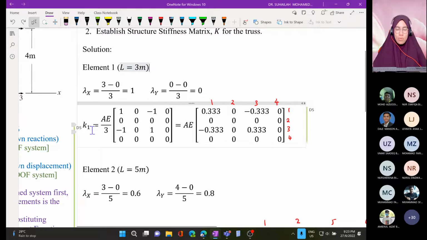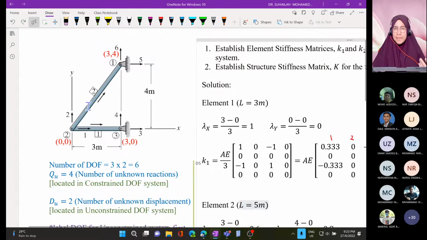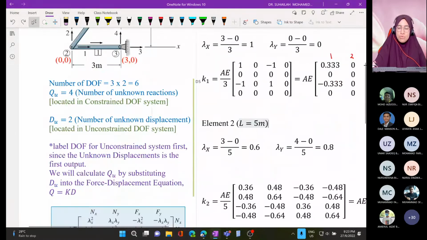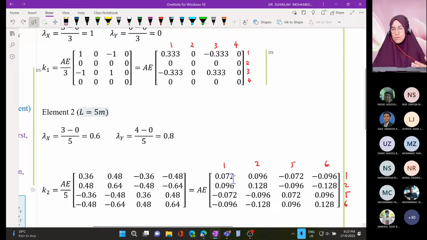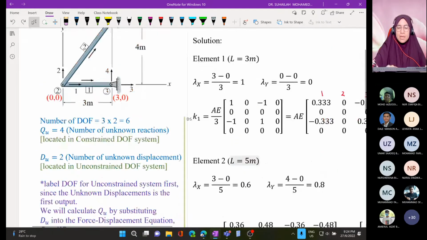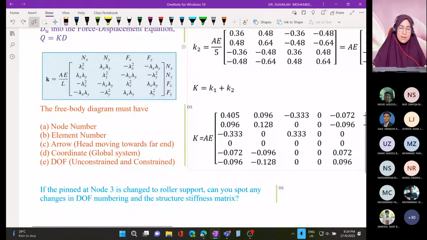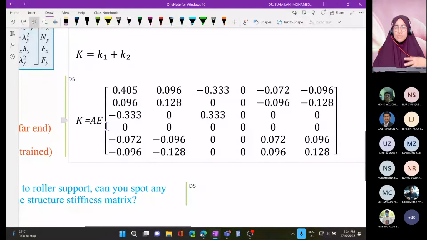For element number 1 we get K1 in terms of AE, but we must label. Okay, see, we label 1, 2, 3, 4 because of the degree of freedom labels in the diagram, and then we get K2. So K2 we label as 1, 2, 5, 6. We get that from the main diagram as well. Okay, and then we have to combine to get the structure stiffness matrix.